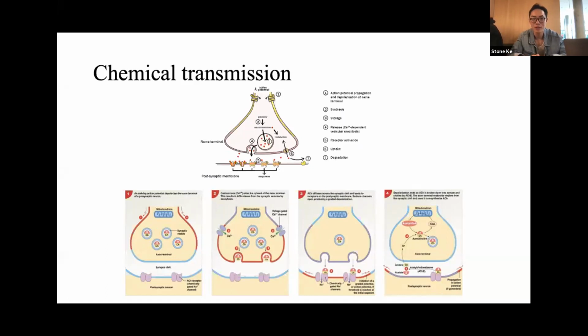You can change uptake. I didn't talk about this before, but once the neurotransmitter is released into the synaptic cleft, it can be uptaken into either the presynaptic nerve terminal or the postsynaptic cell. It can be degraded more. Anyway, you can change each of these steps and you'll have a different response. Okay, with that, Lawrence, next slide.